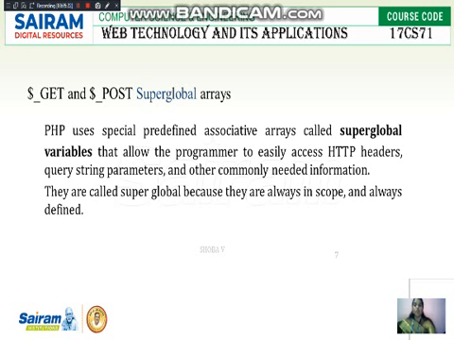And here in PHP, this uses special predefined associative arrays called super global variables. Why do we call these super global arrays? Because they can access all the information, all the elements, at any stage. It allows the programmer to easily access HTTP headers, query string parameters, and other commonly needed information. These are called super globals because they are always in scope and always defined.